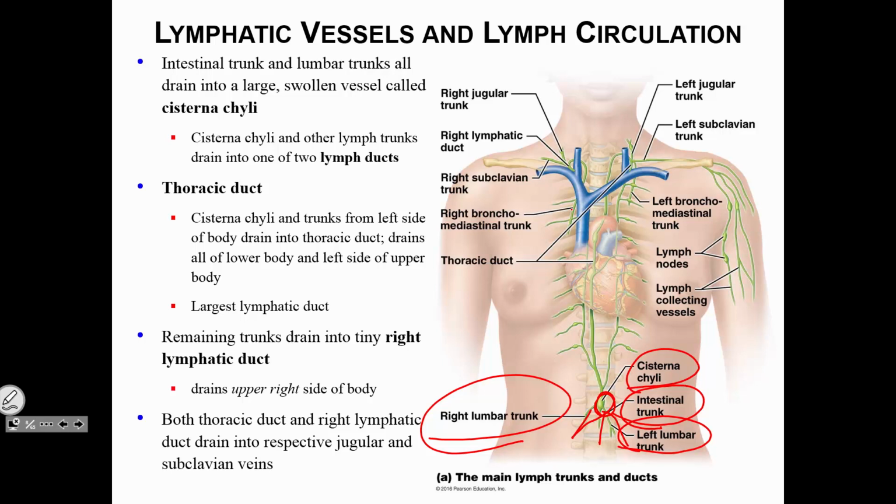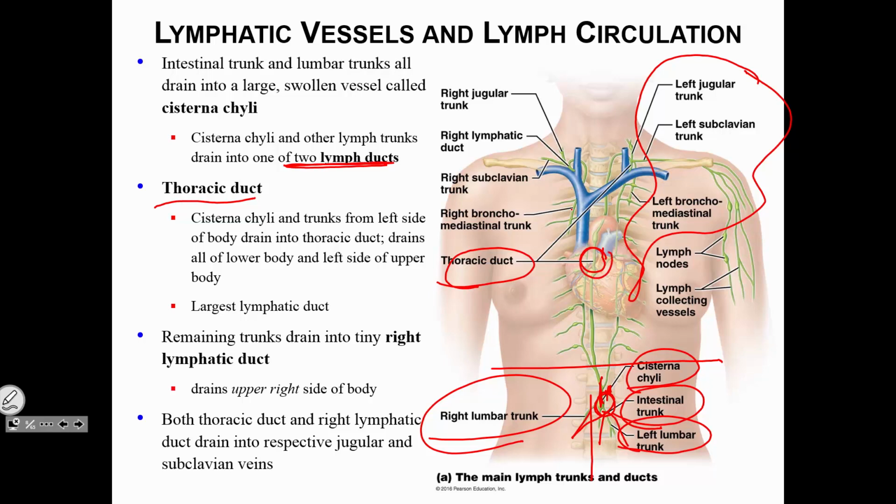Now, the cisterna chyli and other lymph trunks are going to drain into one of your two lymph ducts. So we're going from trunks to ducts. You have two ducts. The first one is the thoracic duct. The cisterna chyli, so everything below here, and all the trunks from the left side of your body all drain into the thoracic duct. That's going to be draining all the lower body, everything from here down, and the left upper side. So all this business right here is going to go into this thoracic duct. It's the largest lymphatic duct.